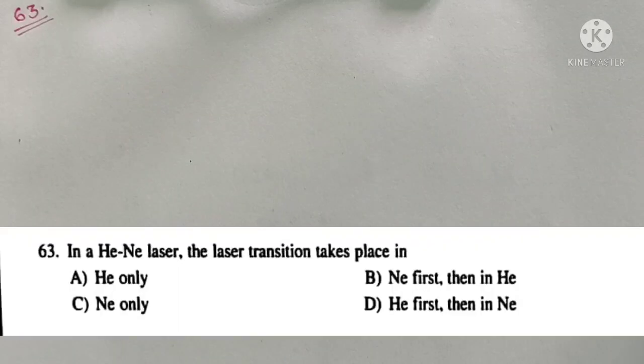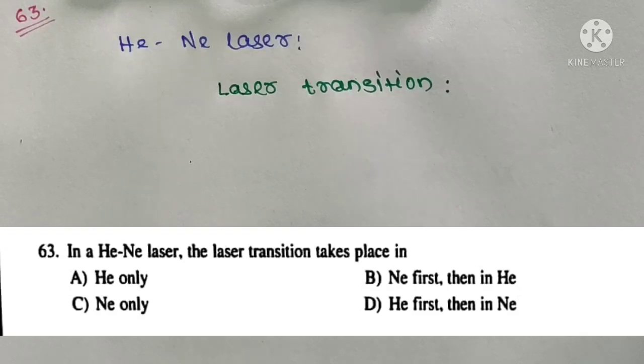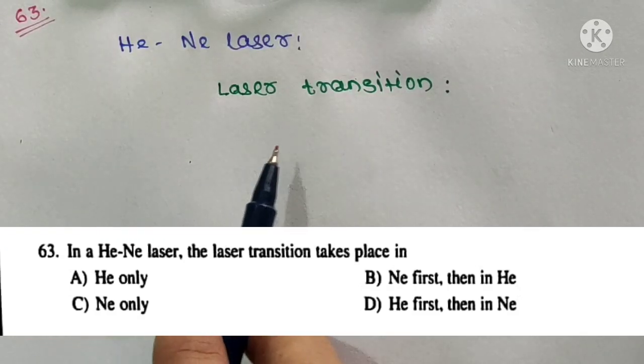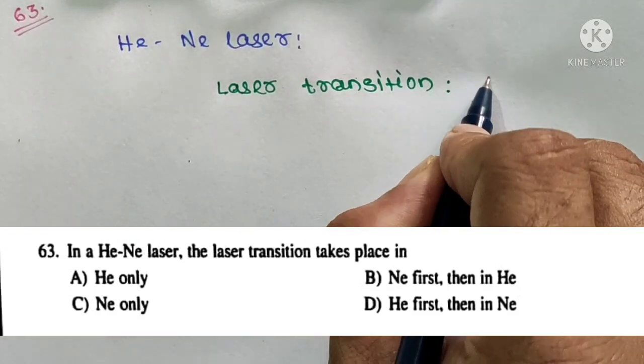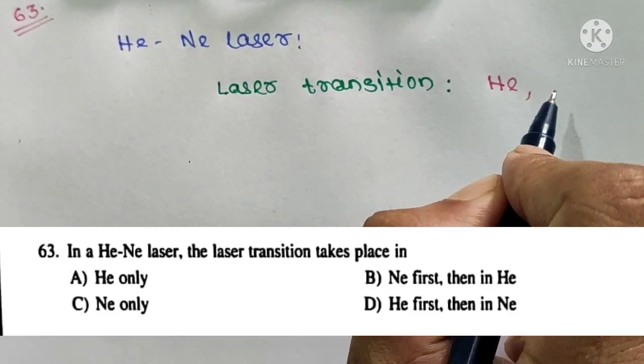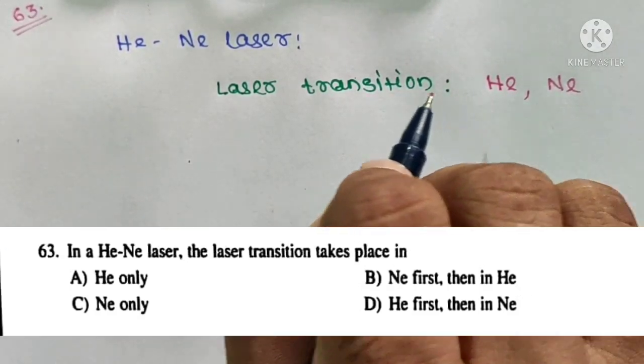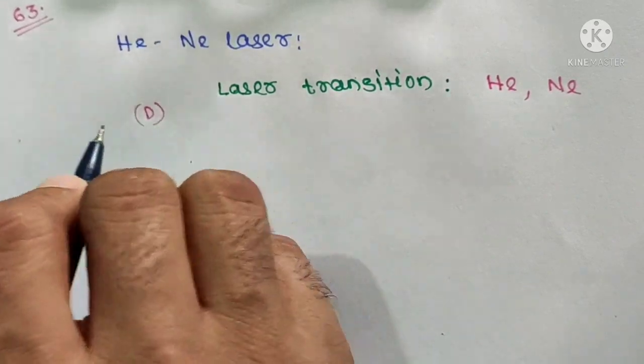Question number 63. In a helium neon laser, the laser transition takes place in helium first, then in neon. So your correct option is option D.